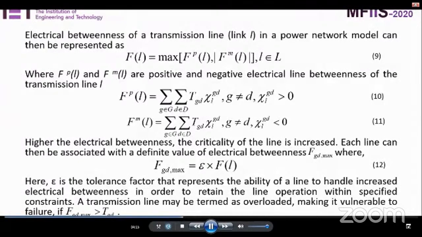Depending upon the PTDM matrix, electrical betweenness can be classified in two categories, positive betweenness and negative betweenness. The maximum among these two categories of betweenness can be chosen. Then, we introduce a tolerance factor epsilon, which represents the ability of a line to handle increased betweenness in order to retain the line operation within specified constraints. This modified value of the electrical betweenness is represented in equation 12. A line may be termed as overloaded, making it vulnerable to failure, when the modified electrical betweenness is greater than the power transmission capability of the line.